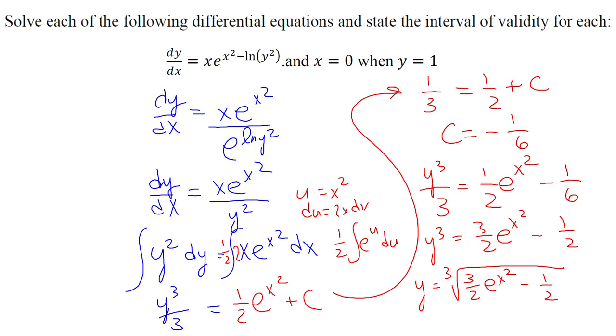And this doesn't actually have any restrictions on it. You can take any x value and square it, and we can take any number then and do e to that power, multiply by 3/2, subtract a half, and you can cube root anything, positive, negative, or 0. So no restrictions. This is just for negative infinity to infinity.